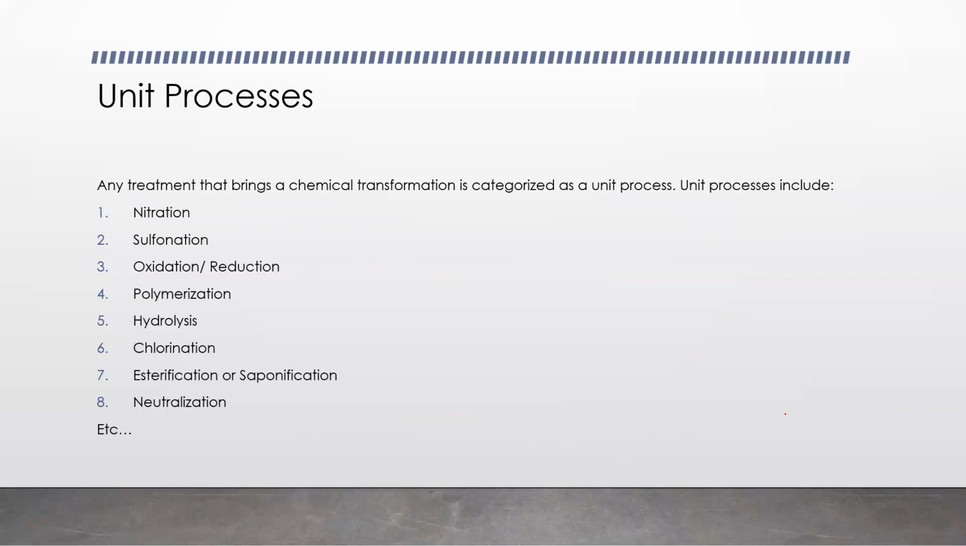A unit process is something where, suppose this is your process happening over here, and you send A, then you'll get B. This is what is called a unit process. Any treatment that brings a chemical transformation is categorized as a unit process. For example, we have nitration. If we consider nitration, let's say we have nitration of benzene.